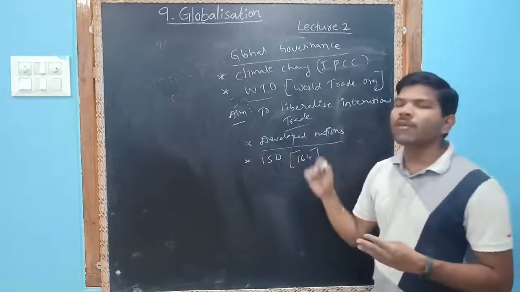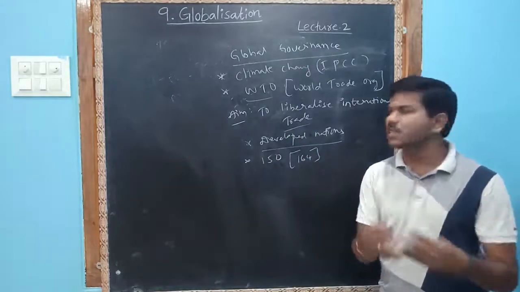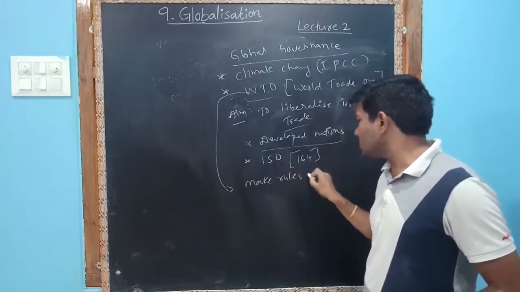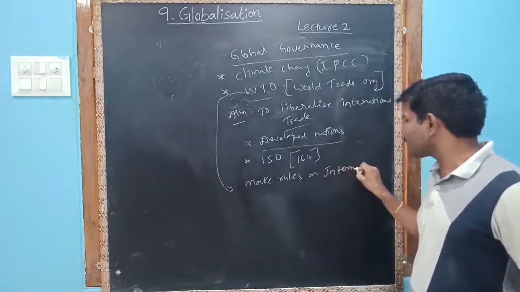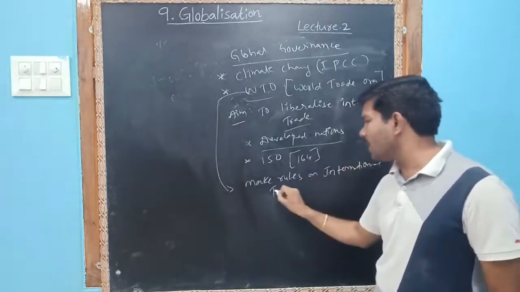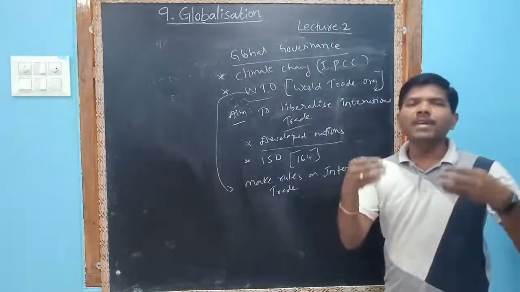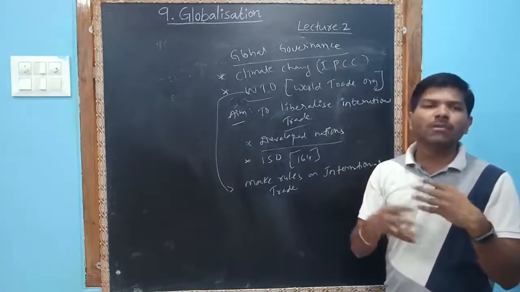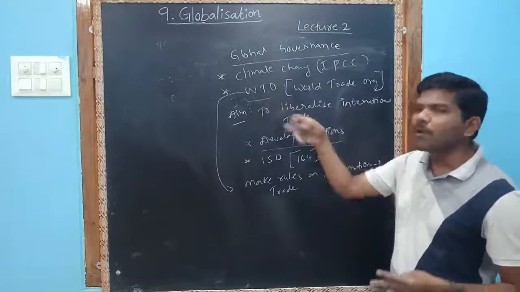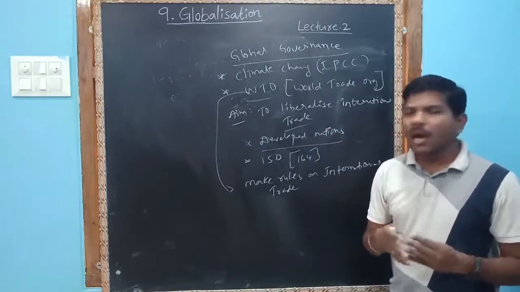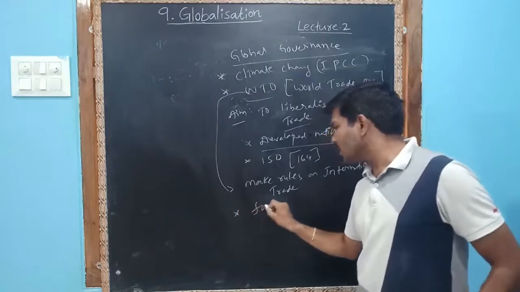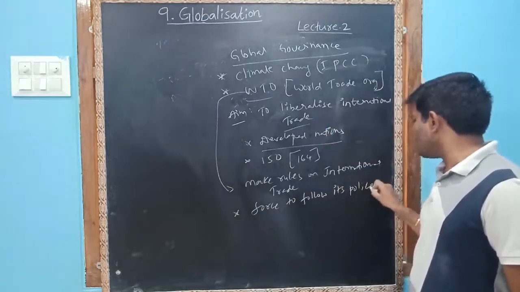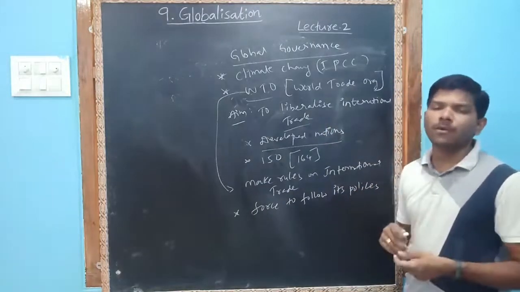because this WTO will establish the rules related to international trade. What will this WTO do? Make rules on international trade. They will make rules on international trade between the countries, how the trade needs to be carried between the nations, between the continents, what the do's and don'ts are, so that the WTO will make certain rules and regulations, and these will be enforced. Sometimes the WTO also forces the country to follow its policies.